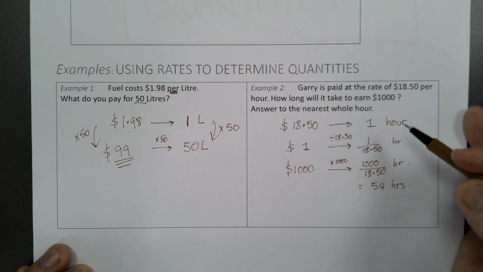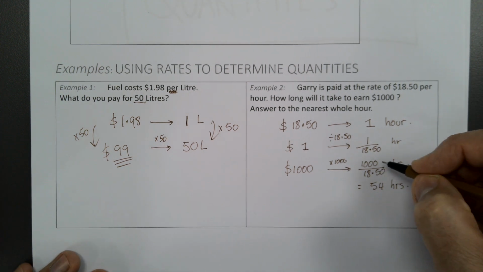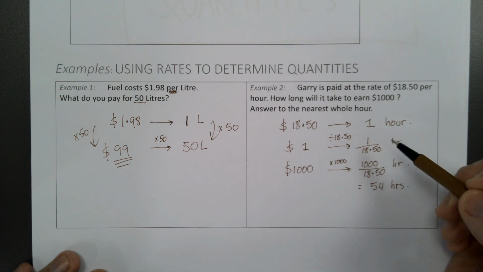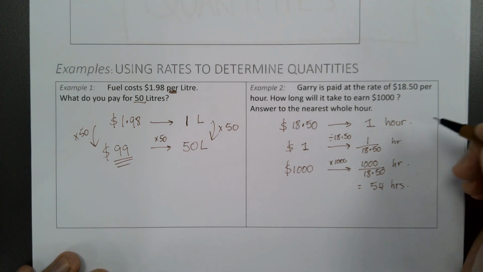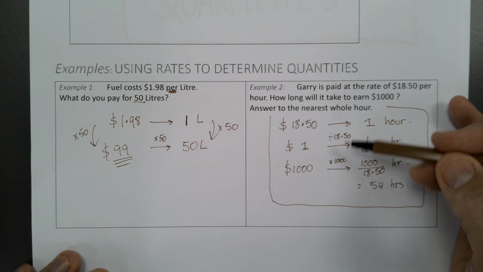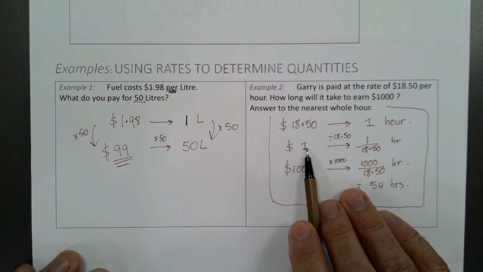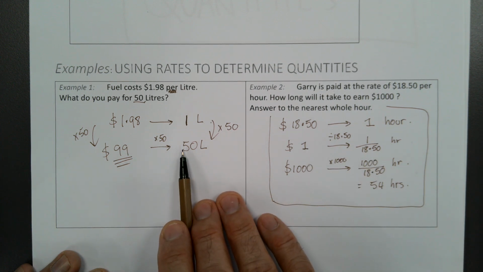Now, if you can see, just because your brain works that way, that you just get the 1,000 and divide it by $18.50, excellent. I'm not saying don't do that. I'm just showing you this as a way of thinking it through. It's called the unitary method. So you get 1 unit, like over here because it's not as straightforward as this one.